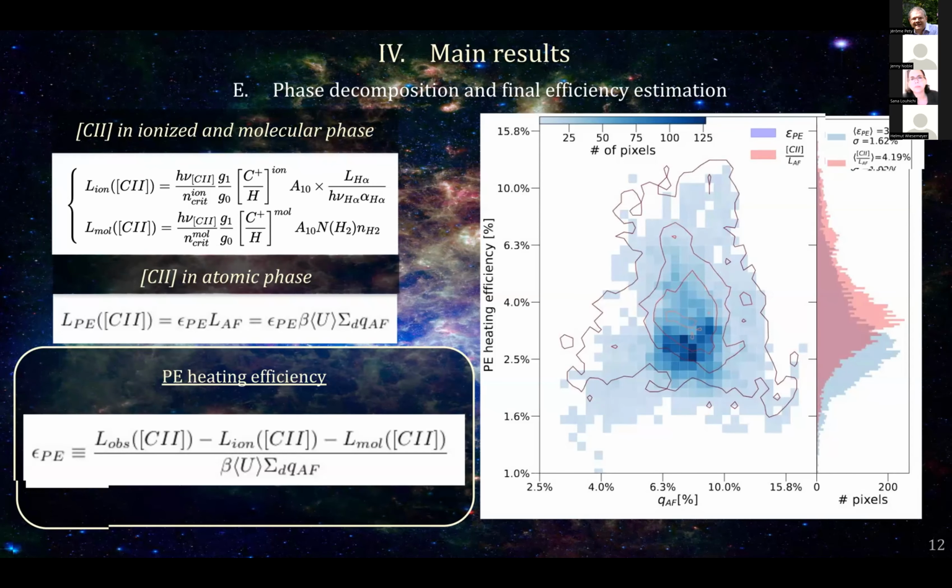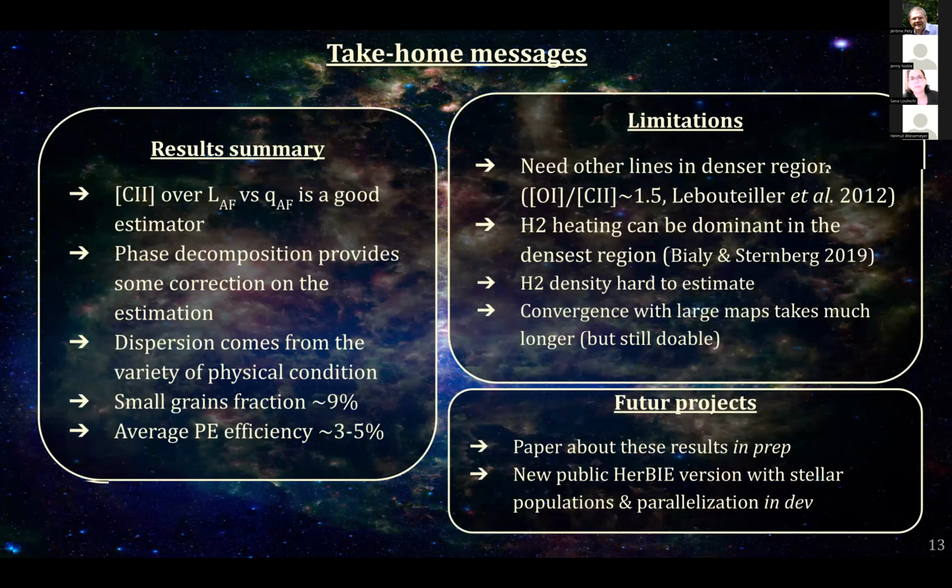So just to conclude, we can say that C II over the small grain luminosity is indeed a good estimator. The phase decomposition provides some correction, but it's only by a few %. And we are aware of the limitation of our study, especially in the densest region.